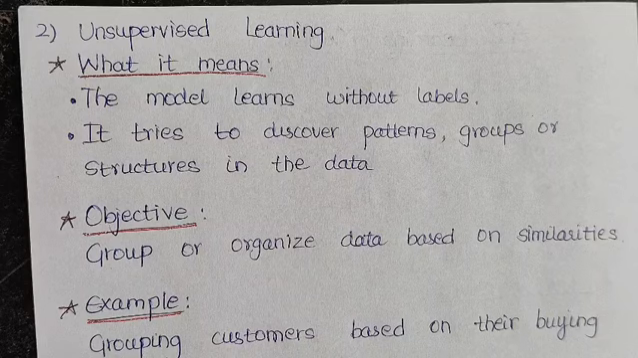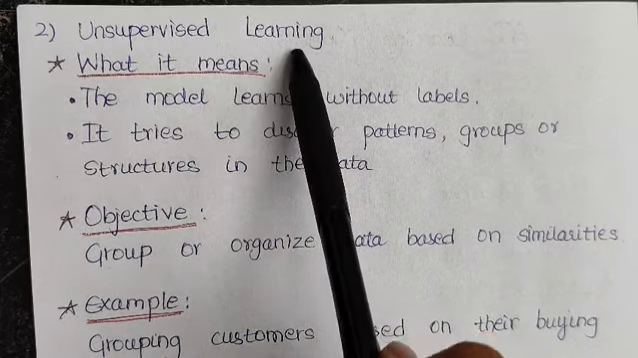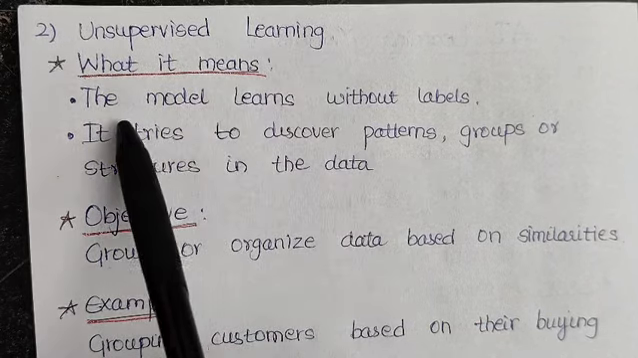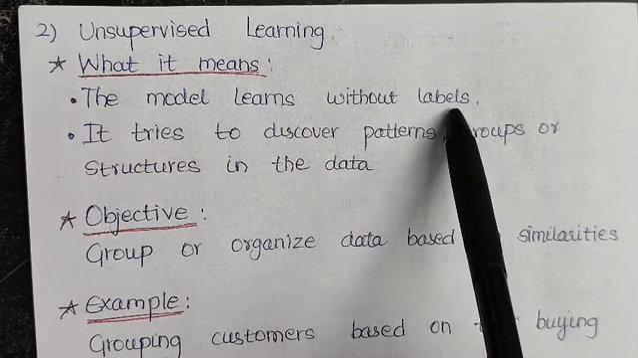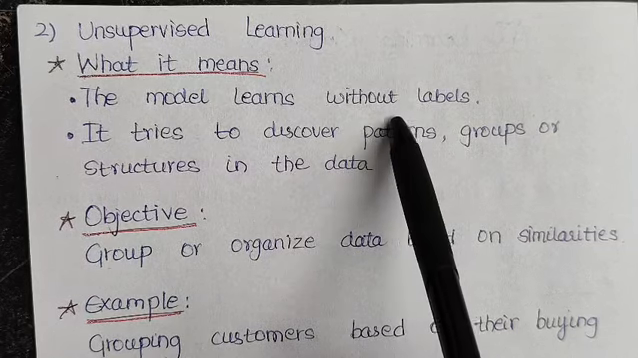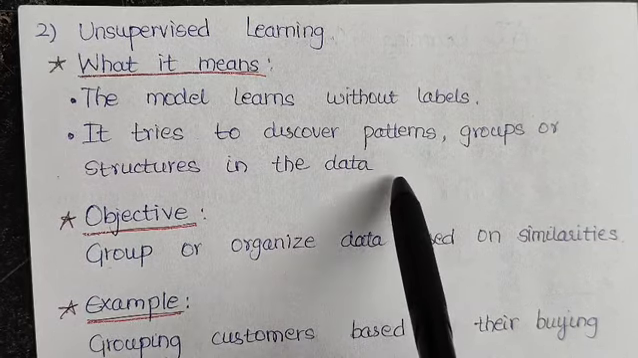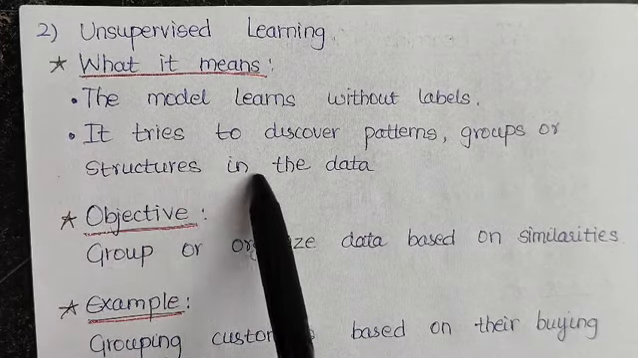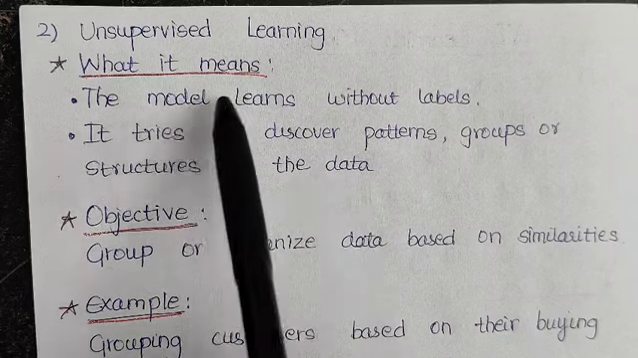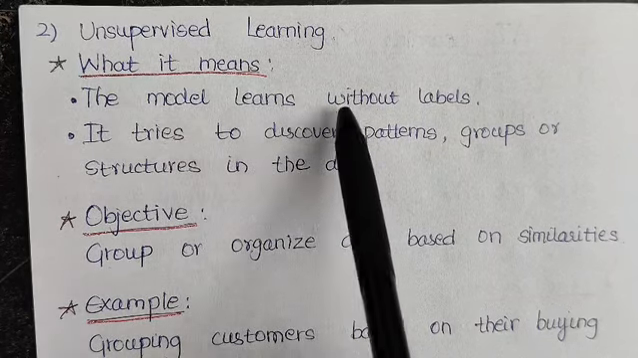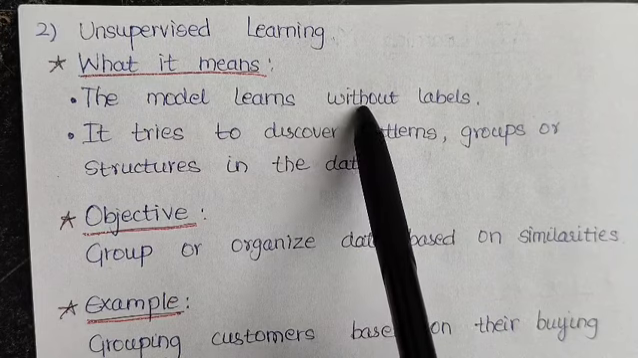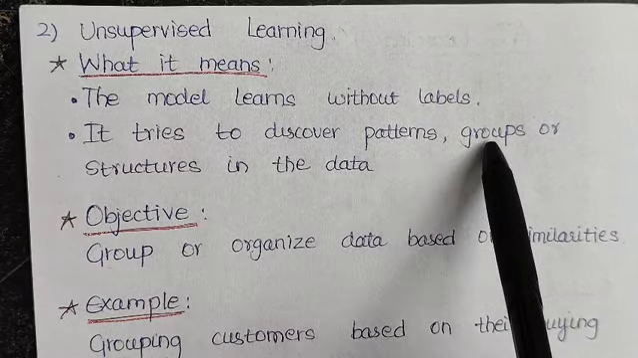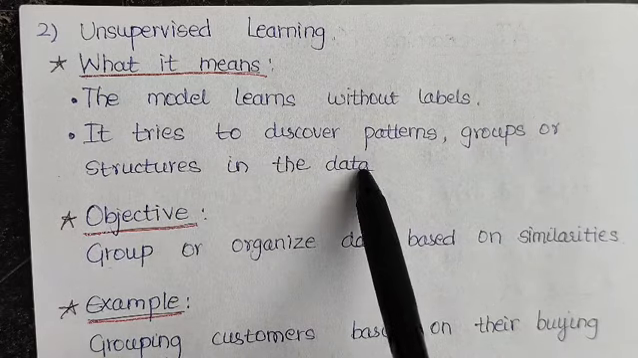The next type of learning is unsupervised learning. What it means: in unsupervised learning, the model learns without labels. So we will only give the input and we will not give the output. It tries to discover patterns, groups, or structures in the data. So the model is trained with data without labels, and it tries to discover the patterns, groups, or structures in that data.